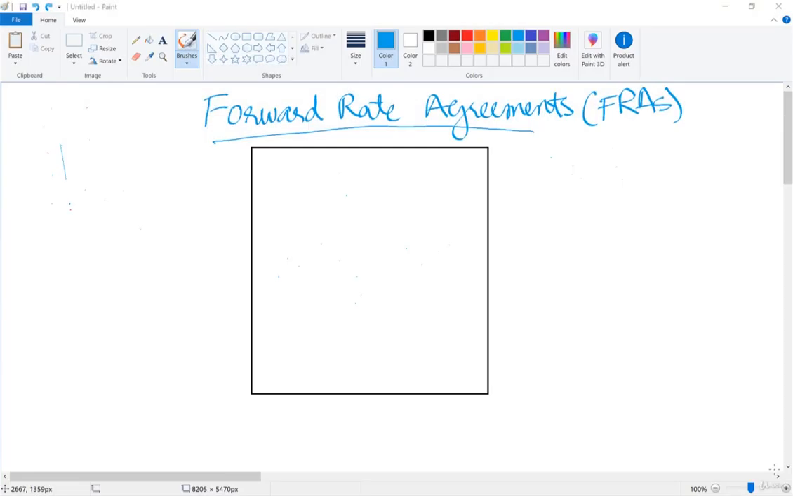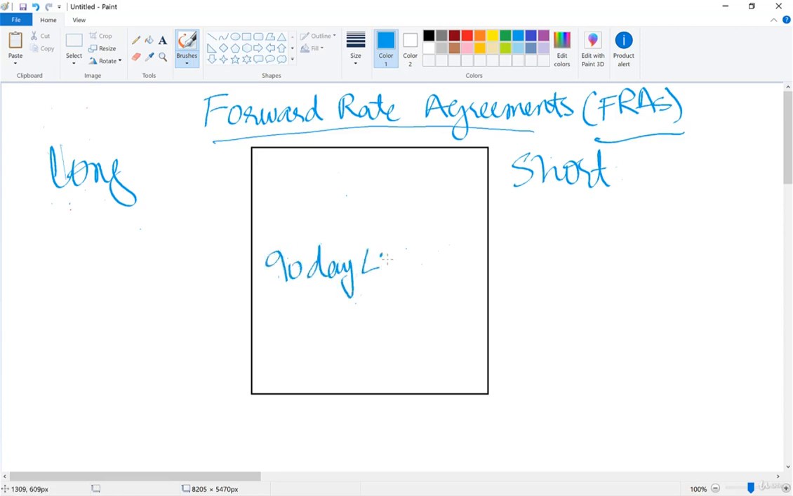Forward contracts can be constructed with interest rate as an underlying, and they are called forward rate agreements, also called FRAs. They have long, short, and the underlying asset is the interest rate benchmark used, such as LIBOR. So 90-day LIBOR can be an underlying asset, 180-day LIBOR can be an underlying asset. We are assuming that 90-day LIBOR is an underlying asset.